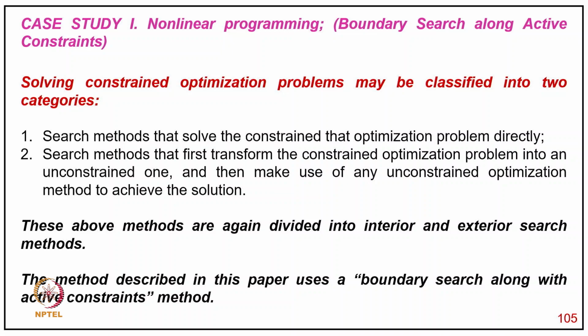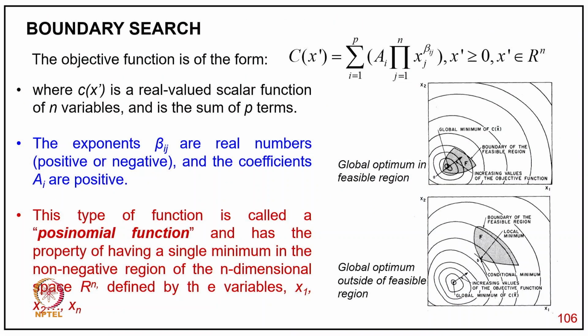So, solving the constrained optimization problem may be classified into two categories: search methods that solve the constrained optimization problem directly, which we call direct search methods, and search methods that first transform the constrained optimization problem into an unconstrained optimization and then make use of unconstrained optimization methods to achieve the solution. Because unconstrained optimization methods are mathematically available, quite a lot. These methods are again divided into interior and exterior methods, because your design will certainly be on the boundary. So you can approach the optimum design either from the interior side with a feasible design, or from the exterior side. The method described in this example is the boundary search along with the active constraint method, and a typical example shows how the global and the local feasible design comes here as the optimum design.